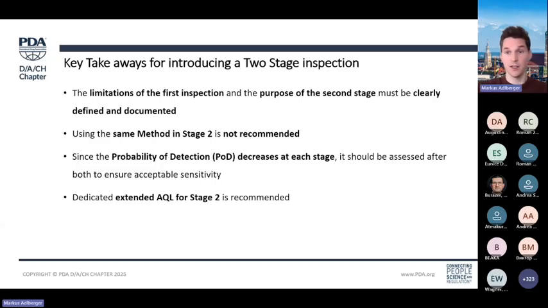Consider that each stage decreases the overall POD of defects. This needs to be assessed during the qualification. And the last point, a dedicated extended AQL for stage 2 is recommended to ensure that the process is working with a potential higher population of defects.